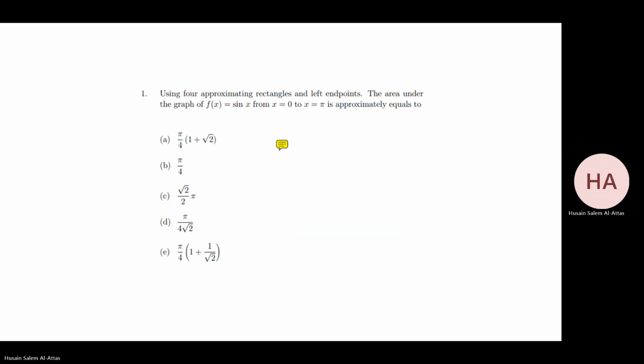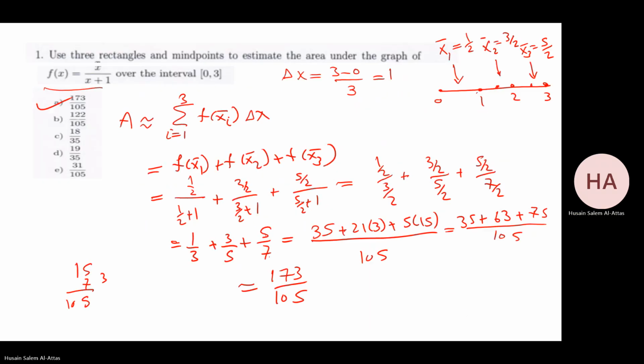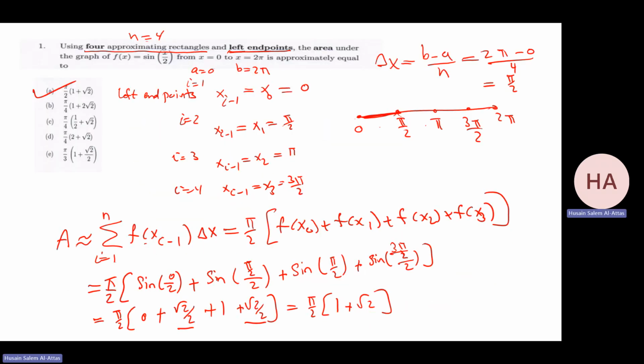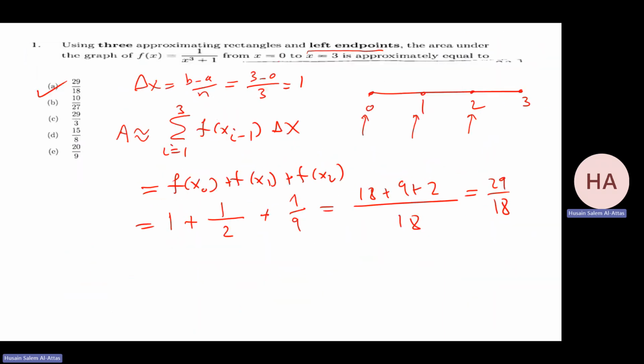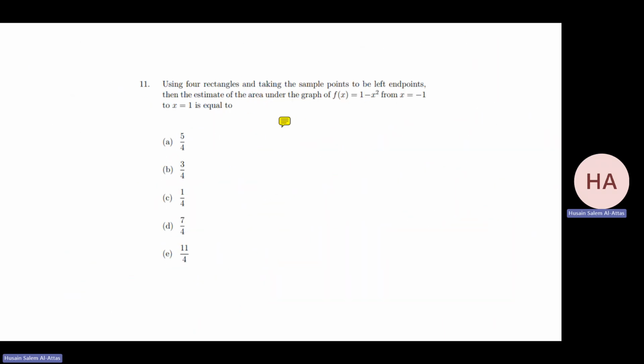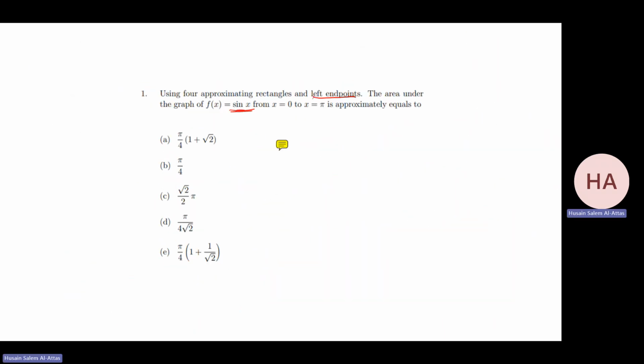Okay. 4 rectangles and left endpoint. This is the function from 0 to pi. I think we did this before. Yeah, somehow we did it. No, it's a different one. The same idea, but let me do it since I want to do all of these problems.